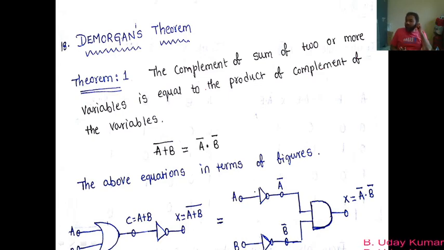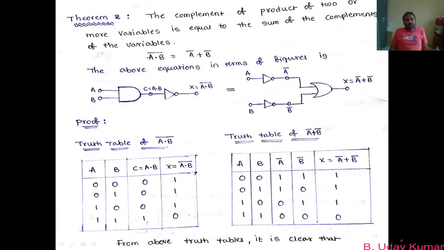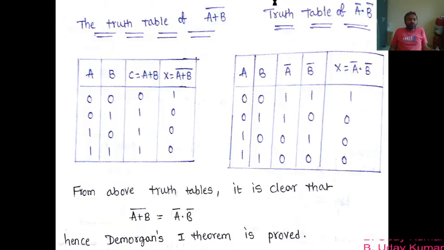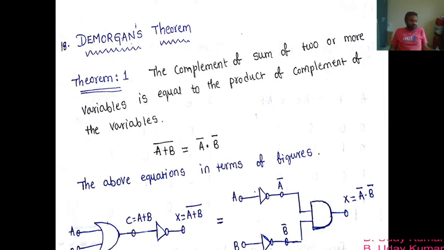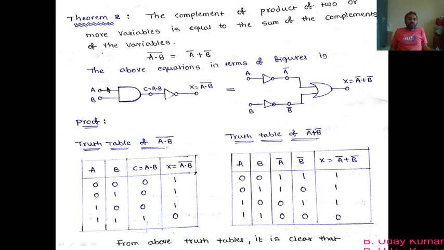Now coming to our next topic, which is De Morgan's theorem. This is the De Morgan's theorem that we try to understand here. So what are De Morgan's theorems? In general, there are two De Morgan's theorems, theorem 1 and theorem 2. We just try to understand what De Morgan's theorem 1 is and what De Morgan's theorem 2 is.